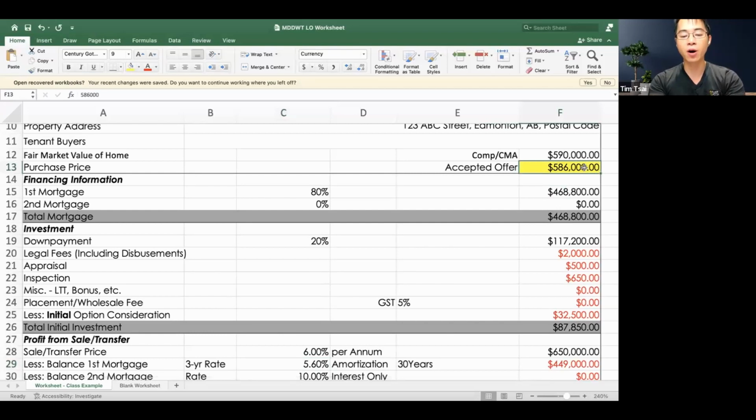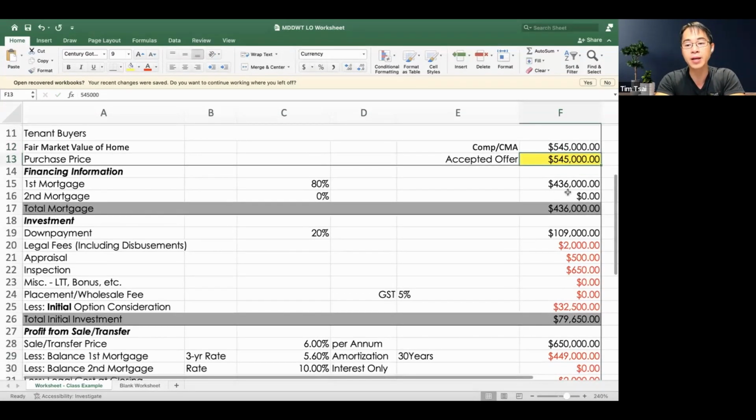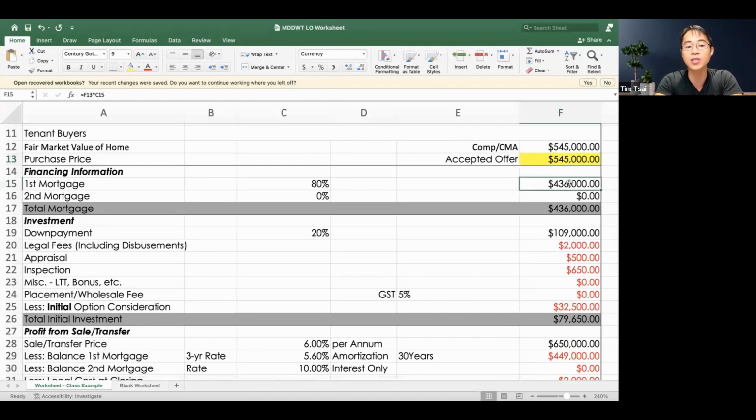So where do we go from here now? I'm going to say accepted offer 545,000. And what that also means is, again, your comp and your CMA should be either that number or greater than. So I'm going to type in 545 here. And if it's 545, as you can see now, the mortgage amount automatically changed and your initial down payment on your part automatically changed as well.